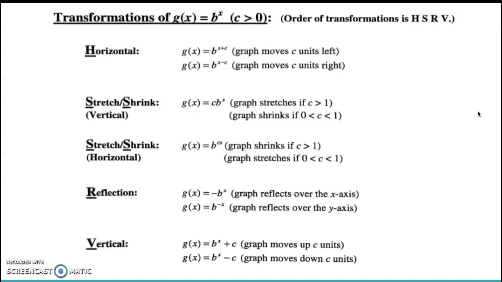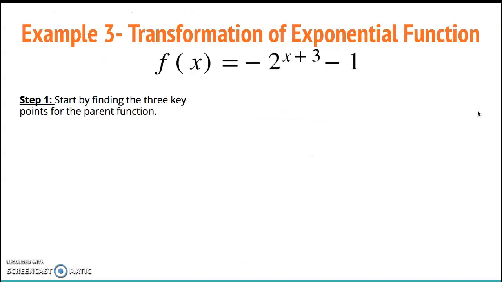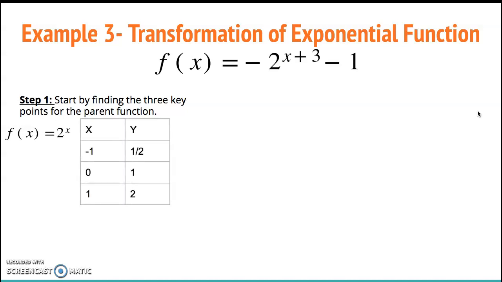All right, so let's take a look at some graphs here. So the first example we want to go through is graphing negative 2 raised to the x plus 3, minus 1. So we want to start by finding the 3 key points for the parent function. Your parent function is the function without all the extra stuff being added or subtracted to it. So in this case, that's just 2 to the x. And we already graphed that, but let's review. We're going to plug in -1, 0, and 1 into our parent function. So 2 to the -1 reciprocates the base, so we get a half. 2 to the 0 is 1, and 2 to the first is 2.